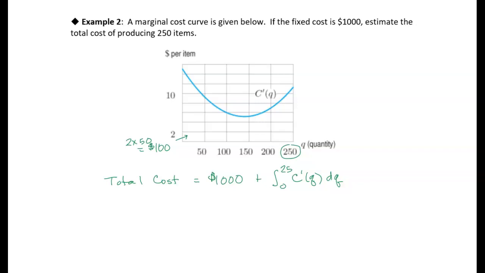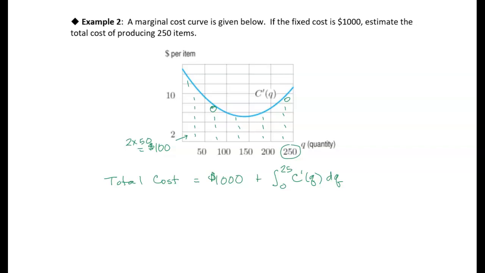Some of them are pretty easy to count. 1, 2, 3, 4. We'll count this one. 5, 6, 7, 8, 9, 10, 11, 12, 13, 14, 15. We'll count this one, 16. And then from there, 17, 18. We'll count this as 1, 19. And then this one and this one and this one together might make 1. So I estimated that there are about 20 grid squares underneath that curve.